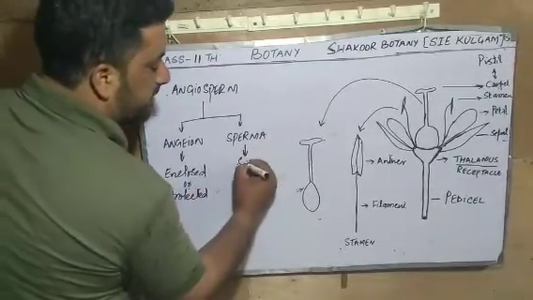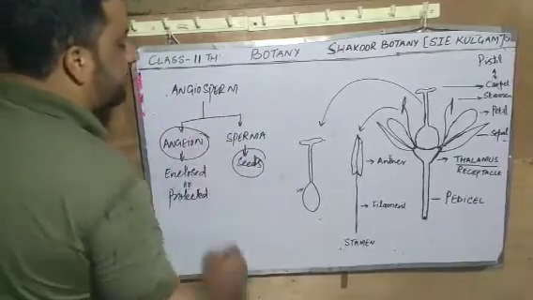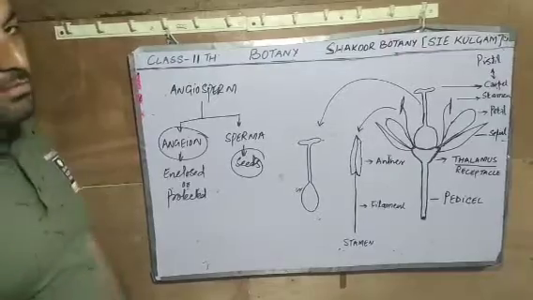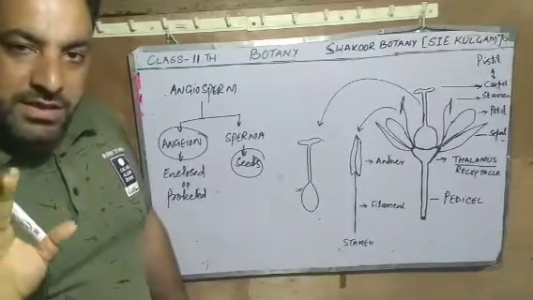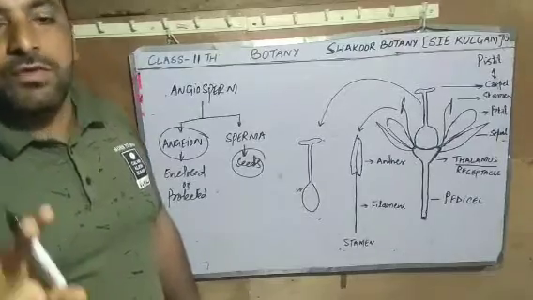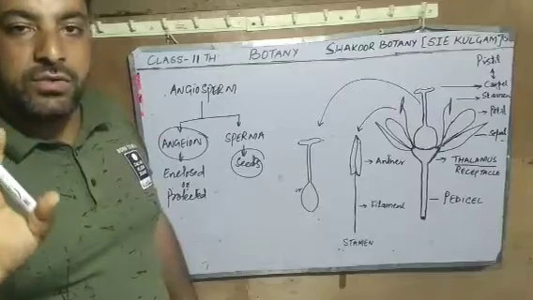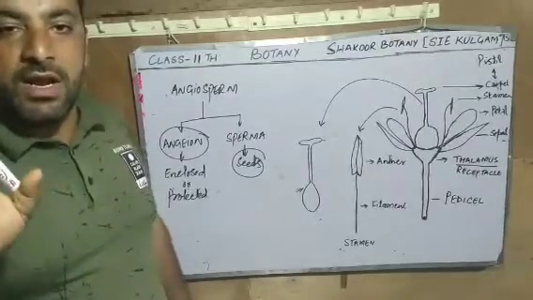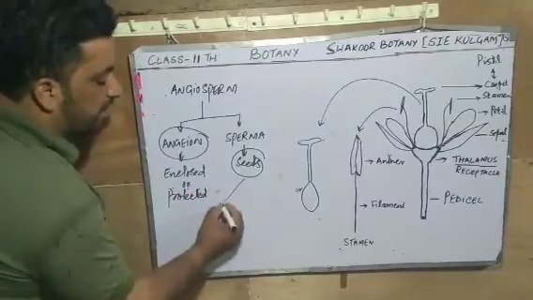Sperma means seeds. So, if we see the literal meaning of the word angiosperm, it means all those plants which bear seeds, which produce seeds, but those seeds are well protected. They are well enclosed in a special structure. That structure is called fruit.